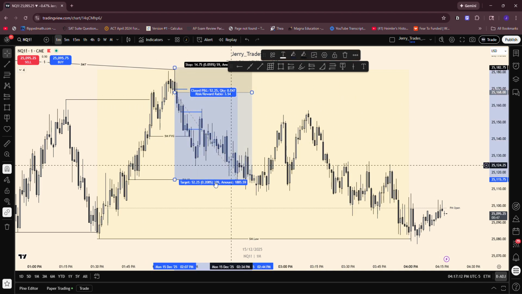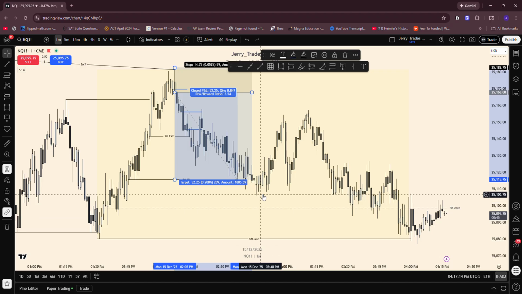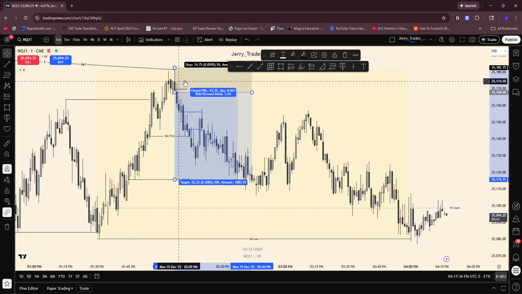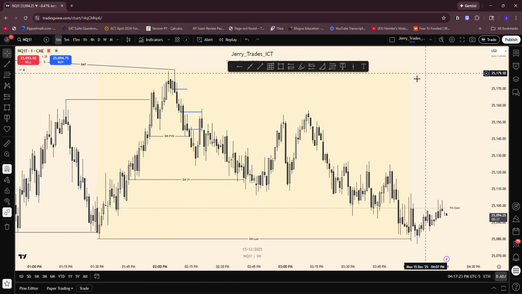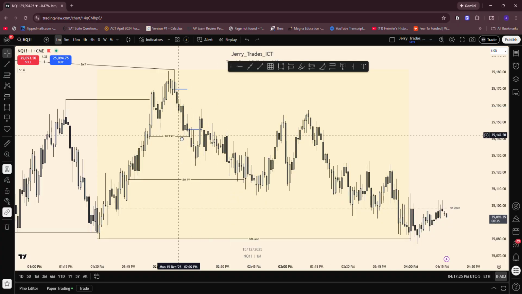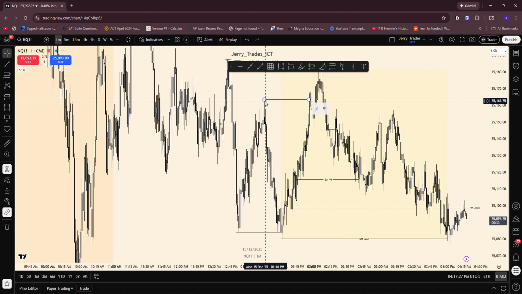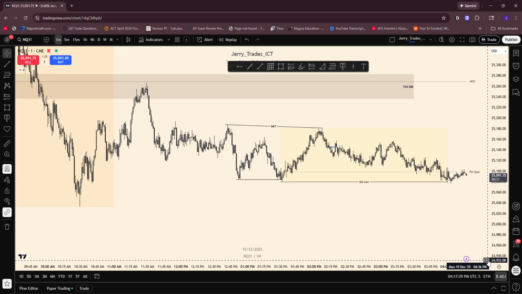PM session was kind of choppy, but I think this was a pretty decent trade. Also, 1-minute market maker model, smart money reversal, could have gone in somewhere around here. And you can see we have all this generated liquidity. So that's basically it. I just wanted to go over a quick study on what happened in today's markets.